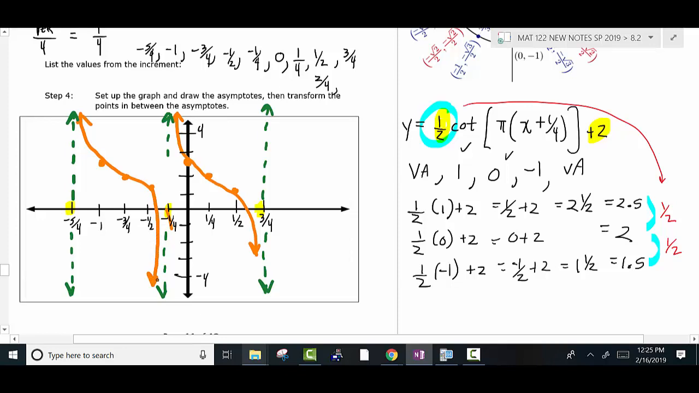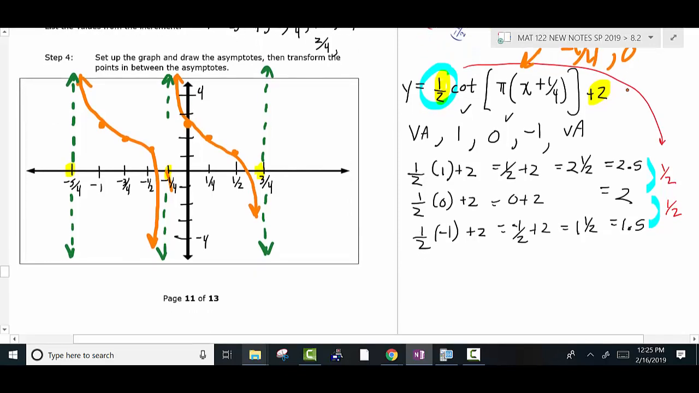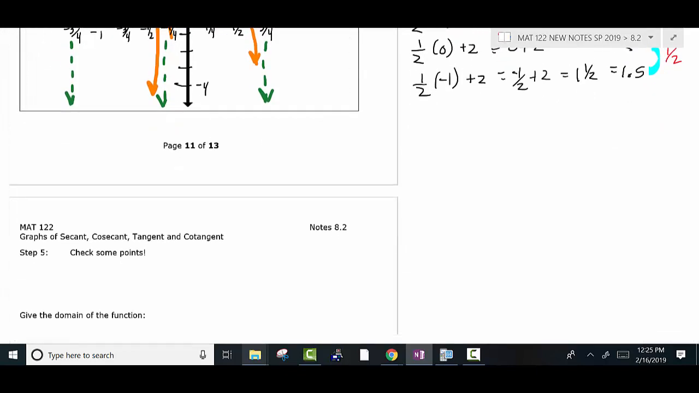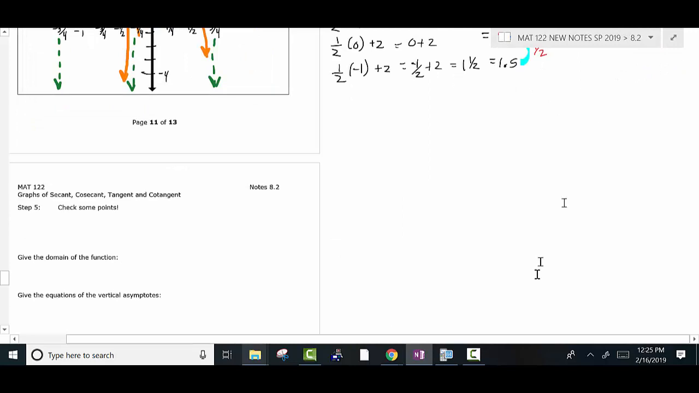You can check a couple of points if you want to, the way I've been showing you. If I were starting this problem, I would start at checking -1/4. Then I would probably check 0 and see if it works the way it's supposed to. But I'm not going to show that on this particular problem. Okay, so that's it. The next thing is let's give the domain of the function.